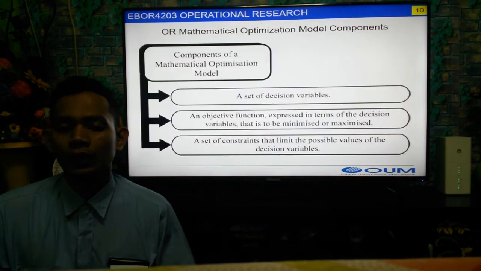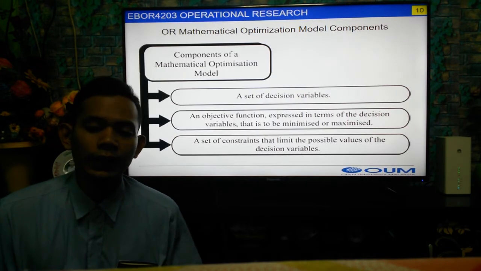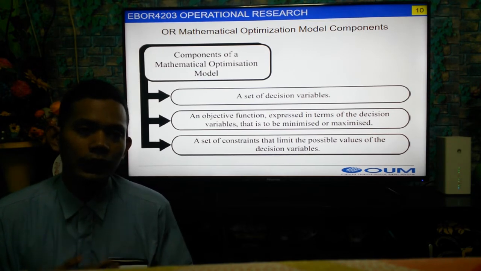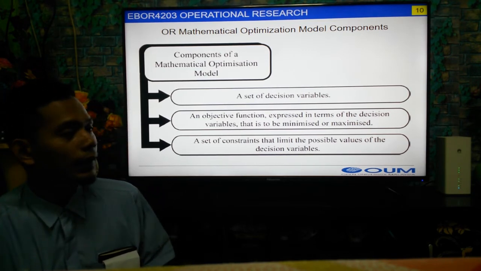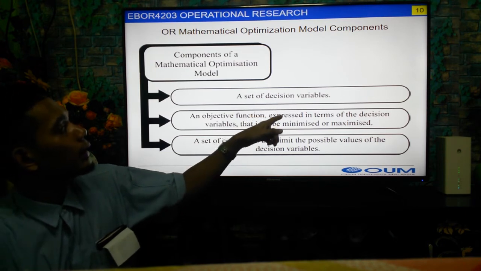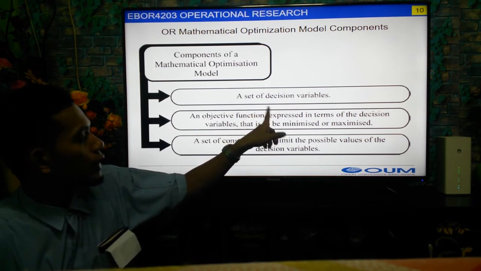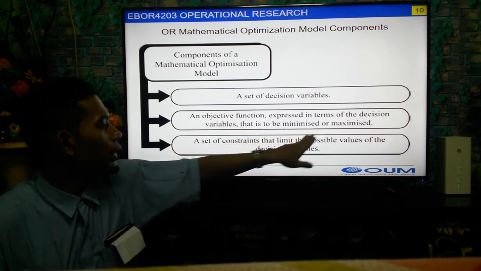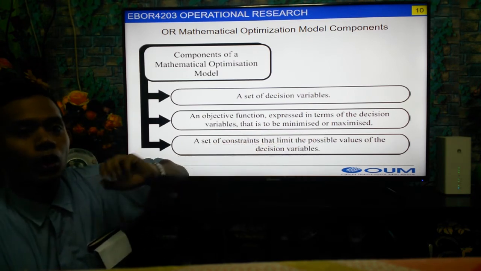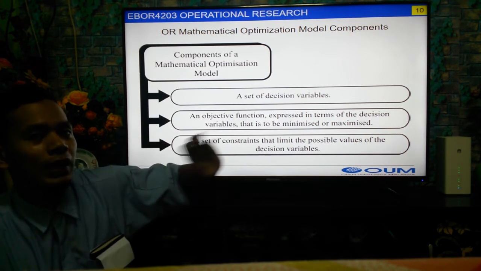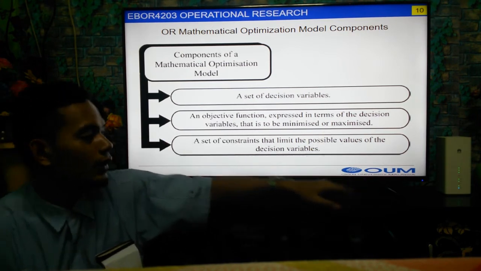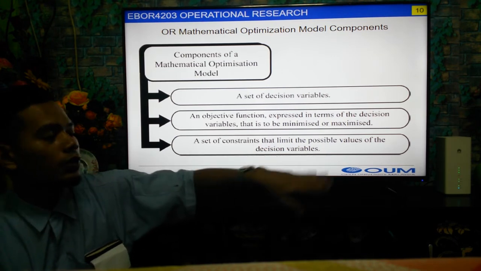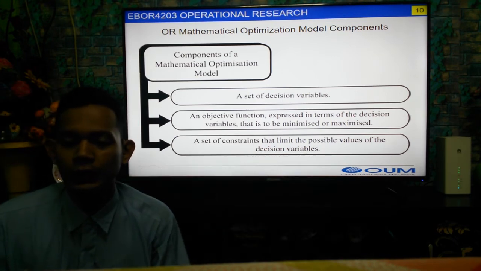Okay, next is the mathematical optimization model. The OR mathematical optimization model consists of a set of decision variables, an objective function expressed in terms of the decision variables that is to be minimized or maximized, such as maximizing output or minimizing cost, and a set of constraints that limit the possible values of the decision variables.